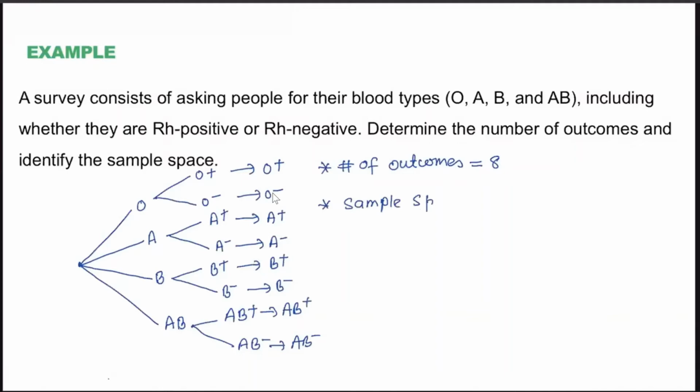Sample space is the set S where we list all possible outcomes. So we write all these outcomes in the set. So that will be O positive, O negative, A positive, A negative, B positive, B negative, AB positive, and AB negative. So that is your sample space.